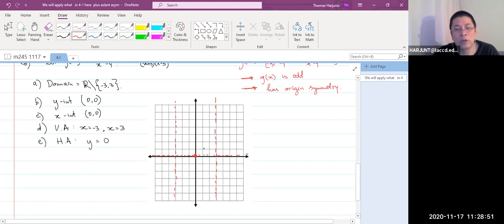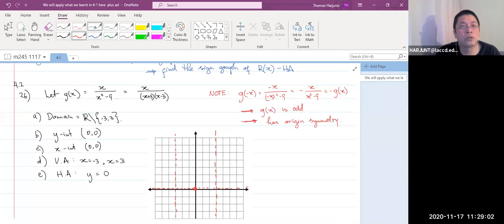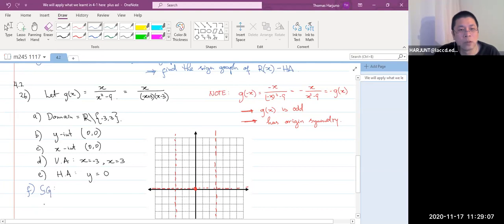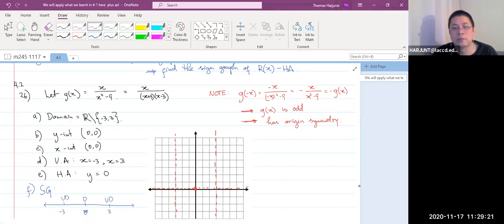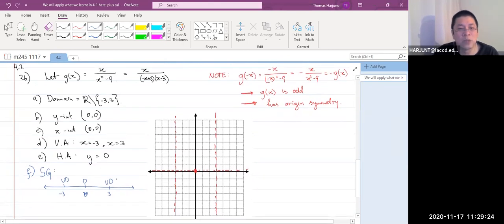Okay, you can do plotting. You can get what happens at x equals 1, 2, 4, 5, 6, 7, right? But it will take too long. In my opinion, it's better for us to do the sine graph. So let's do the sine graph, part F. We have the critical numbers at x equals 0, which gives us 0; at 3, which gives us undefined; at -3, which gives us undefined. Now we see here this will be positive, negative, positive, negative.